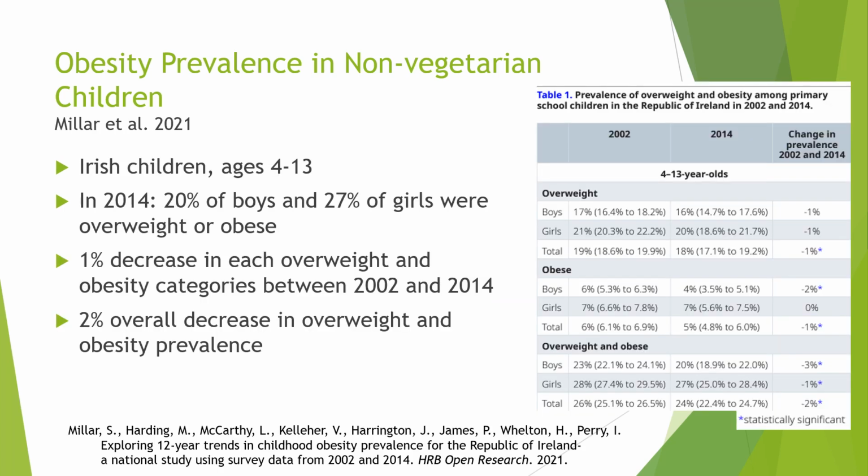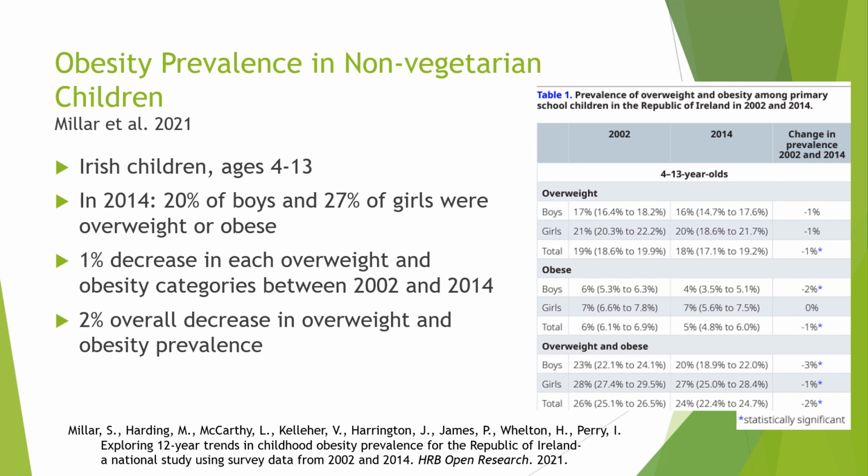This was a study from Ireland that examined the changes in obesity prevalence between 2002 and 2014 in children between the ages of 4 and 13. They found that in 2014, 1 in 5 boys and more than a quarter of girls were overweight or obese.